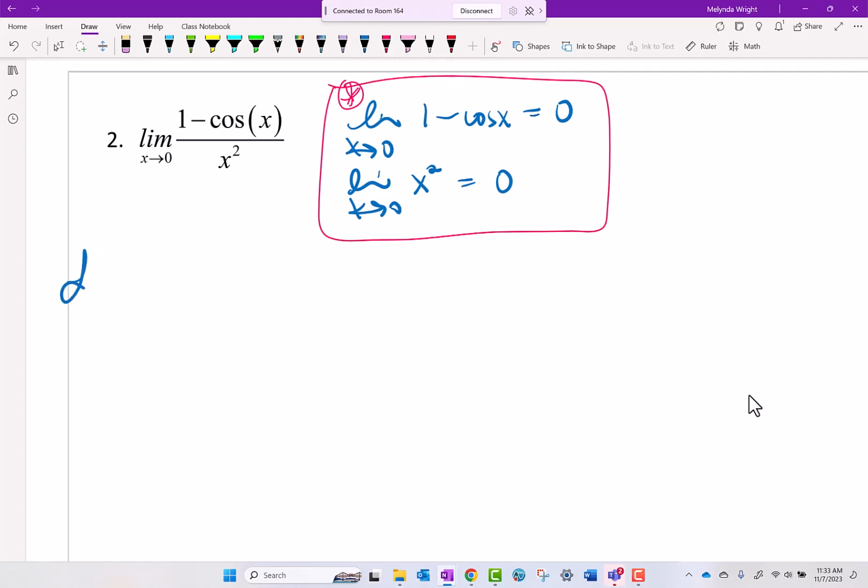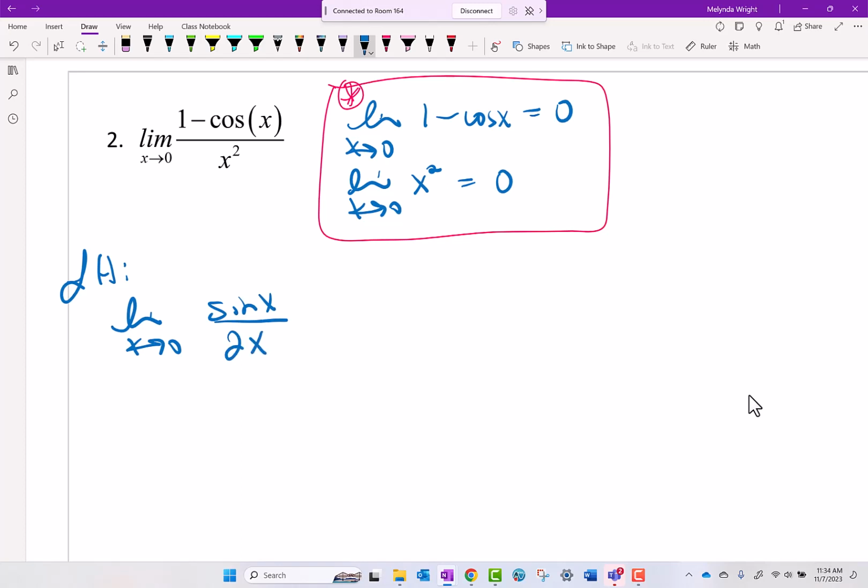Again, it would be nice if you wrote LH for me. So the limit as x goes to 0 of, okay, so the derivative of 1 is 0. The derivative of negative cosine, what is that? That's a positive sine, right? Because the derivative of cosine is negative sine. And the derivative of x squared is 2x.